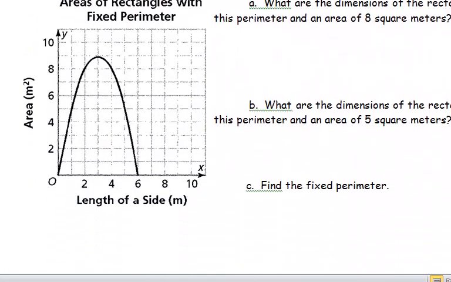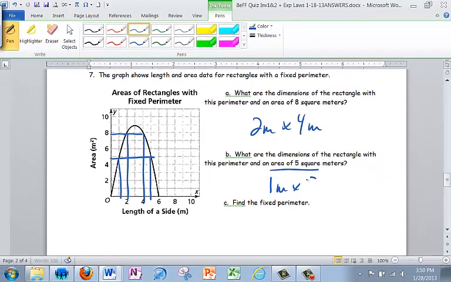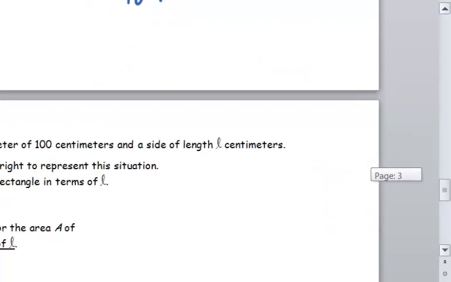Okay, what are the dimensions? This would be 2 meters by 4 meters. You get that by reading off the chart. So here's 2, and here's 4. So 2 by 4. Or you said 4 by 2, either one would be fine. What are the dimensions if the area is 5? That would be here. So it would either be 5 by 1 or 1 by 5. 1 meter by 5 meters. And the fixed perimeter, you can either use this rectangle, or you could use the maximum too. That would be fine. But it would be 12 meters. Again, make sure that you're using your units on these.